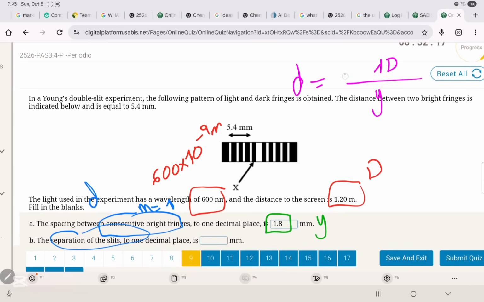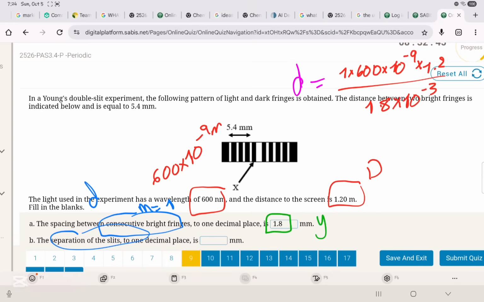M is 1, lambda is 600 times 10 to the power of minus 9, and capital D is 1.2, divided by y, which is 1.8 times 10 to the power of minus 3. So 1 times 600 times 10 to the power of minus 9 times 1.2 over 1.8 times 10 to the power of minus 3. This will give us 4 times 10 to the power of minus 4 meters. But I noticed that they want it in millimeter. So to change it from meter to millimeter, what do we do? I will multiply by 10 to the power of 3. So that's going to be 0.4 millimeter. Perfect.